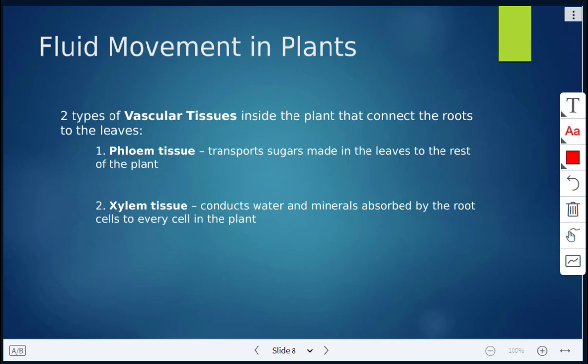So plants have two types of vascular tissues that connect the roots to the leaves. The first type is called the phloem tissue, and like the video had said last lesson, one way to remember it is they both start with the F sound. So phloem tissue transports foods like the sugars that are made in the leaves to the rest of the plant. And then we have the xylem tissue, and that one conducts water and minerals that are absorbed by the root cells to every cell in the plant.